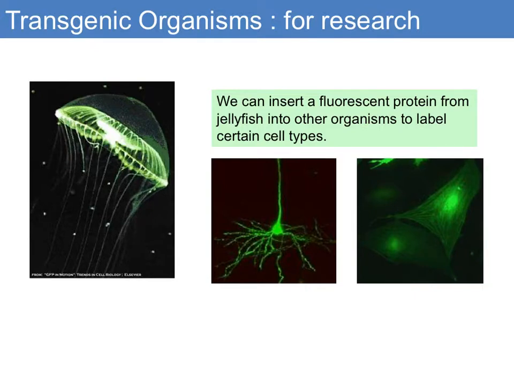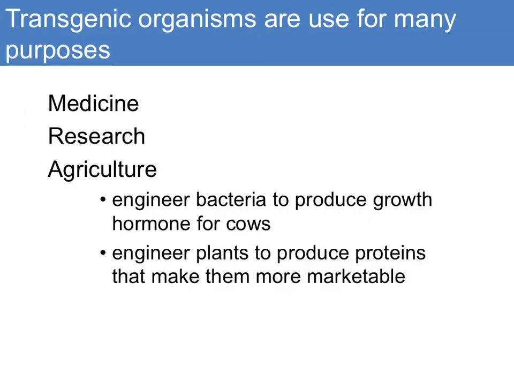So here we have, let's see. This is a neuron. I'm not sure what this is. And we can actually look at pathways. We can not only tag cells, but we can actually tag different proteins in cells and see how different pathways, different genes are expressed, and how different cells actually operate by using this technology.